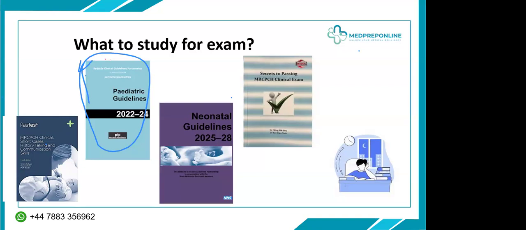Then this is going to help you in your communication stations as well, because at times there are stations in which the guidelines are required to be told. So it is going to help you in that as well. So this is a really important book that you have to do really, really well. If the new edition comes, obviously you will shift to that one.